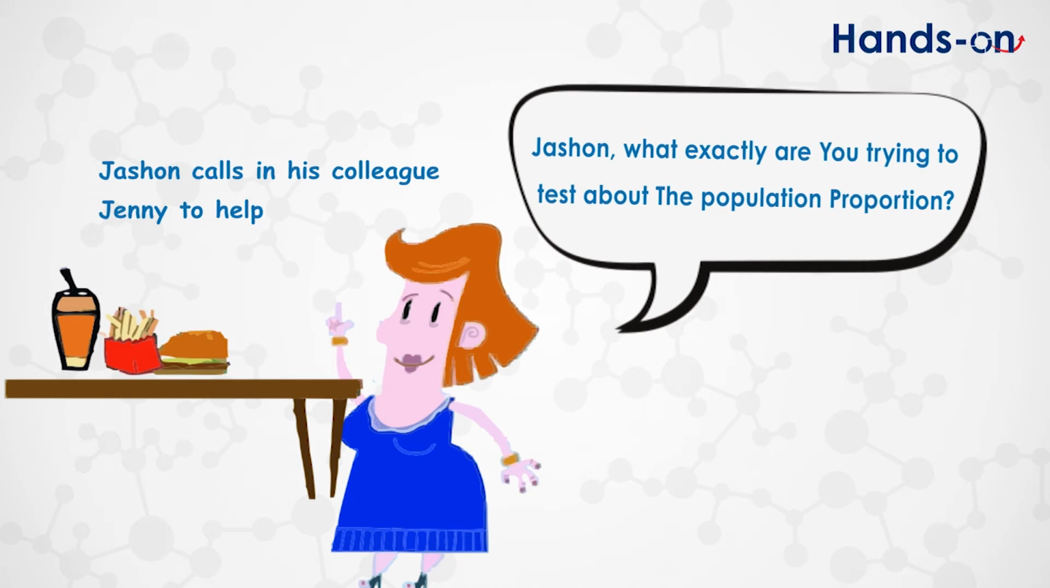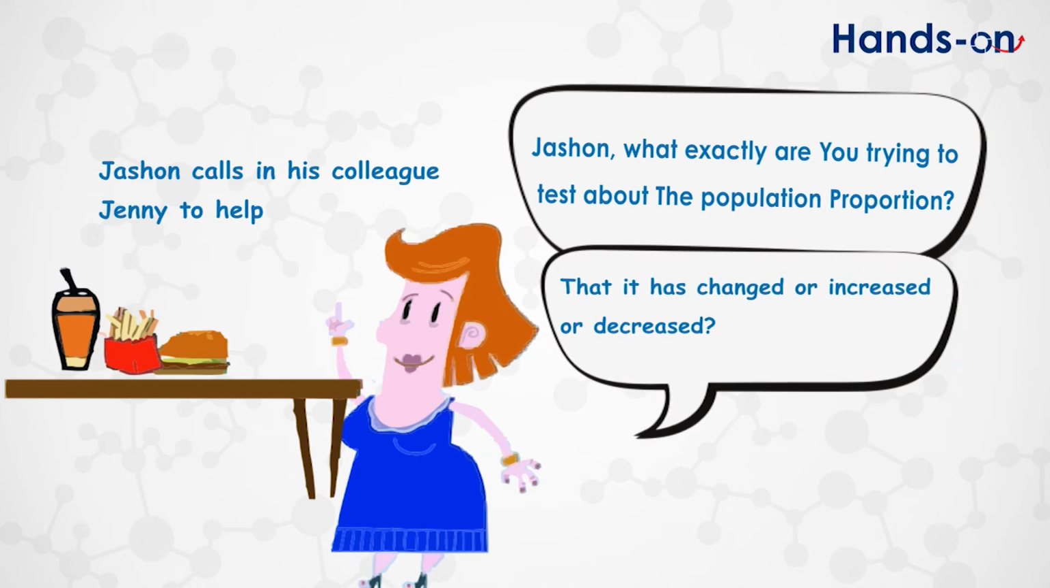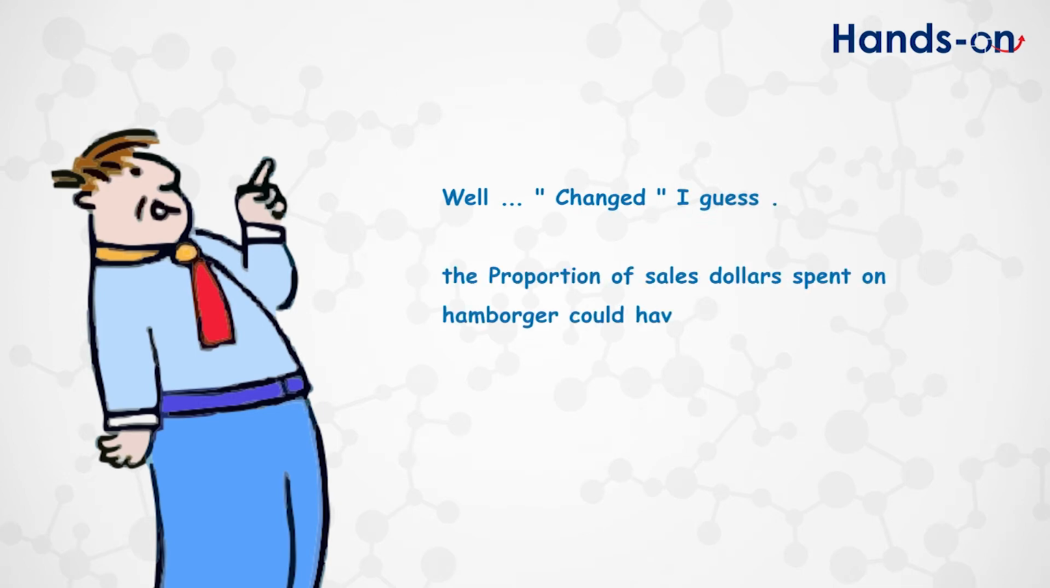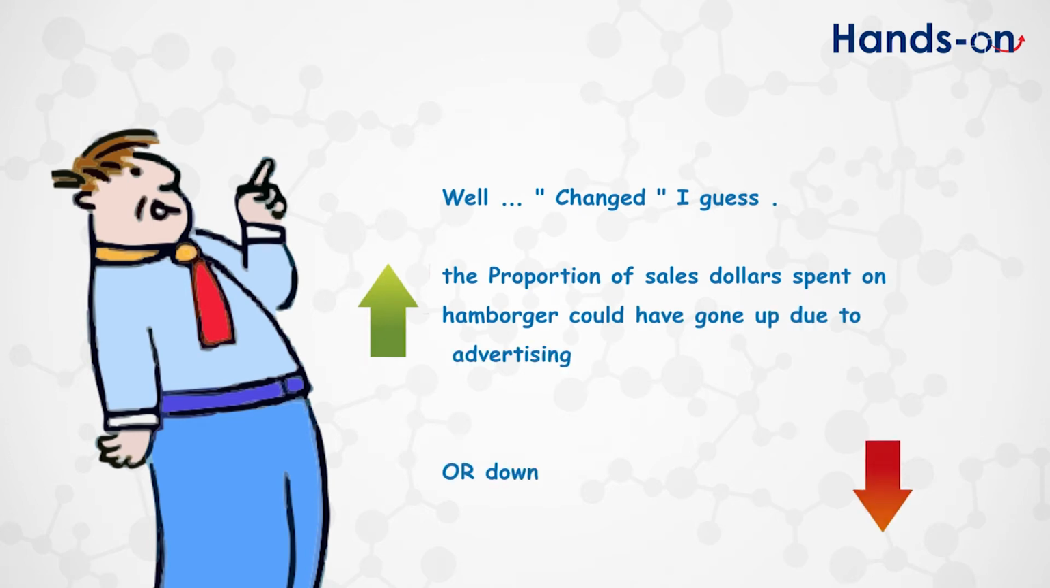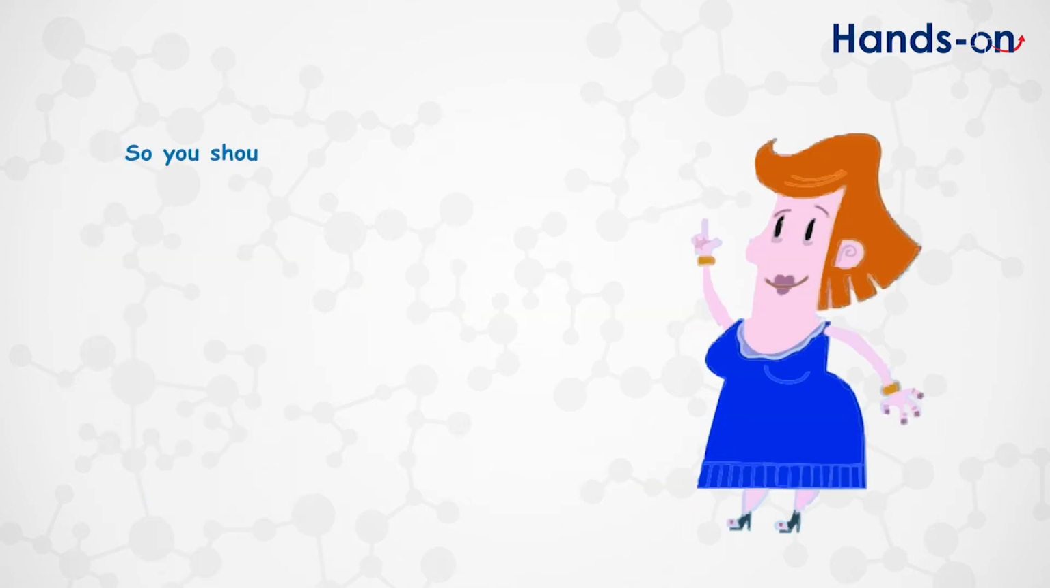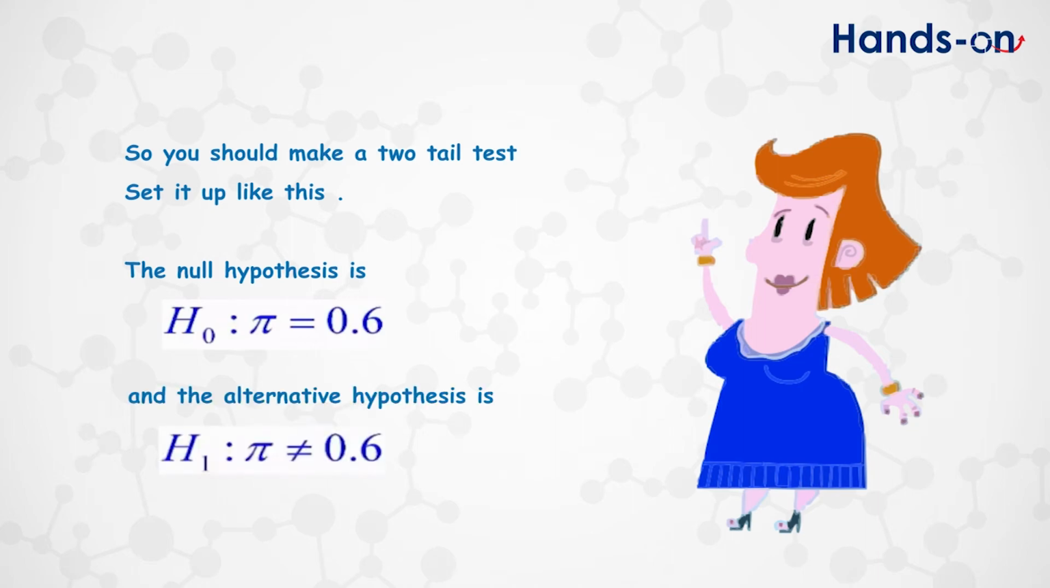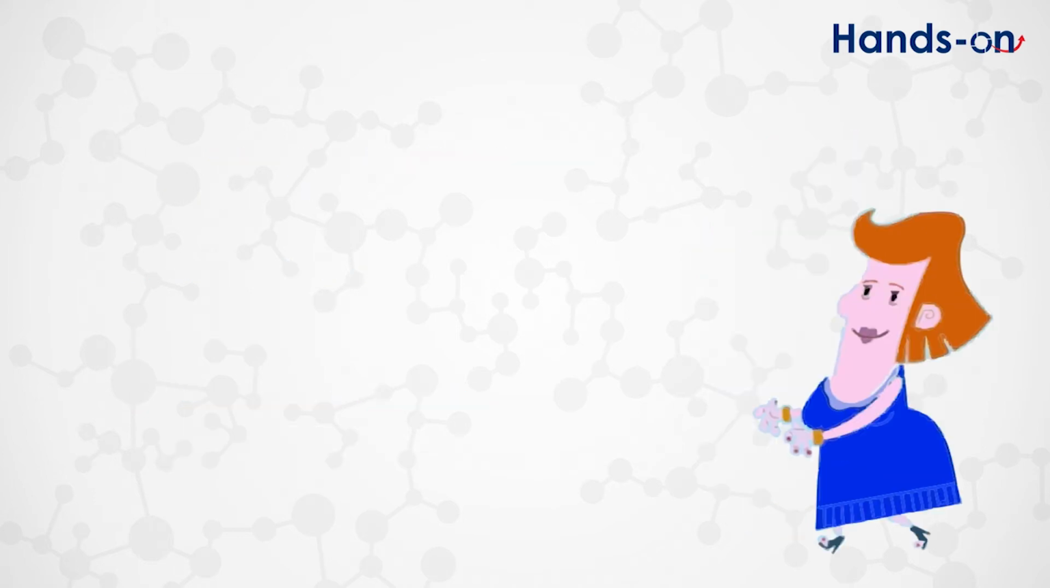Jason, what exactly are you trying to test about? The population proportion, that it has changed or increased or decreased? Well, changed, I guess. The proportion of sales dollars spent on hamburgers could have gone up due to advertising, or down due to people making healthier eating choices. So you should make a two-tailed test. Set it up like this. The null hypothesis is H0: pi equals 0.6 and the alternative hypothesis is H1: pi not equal to 0.6.